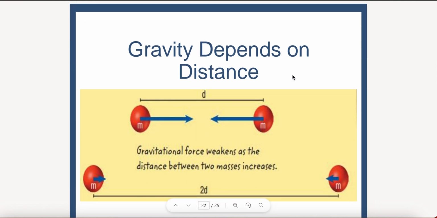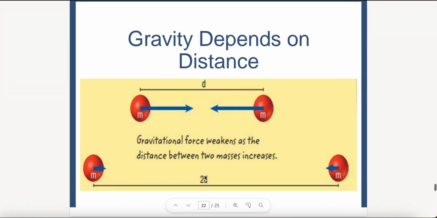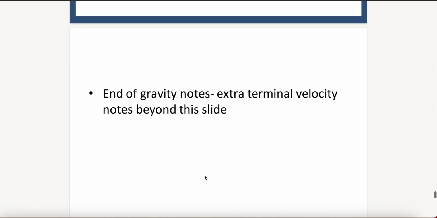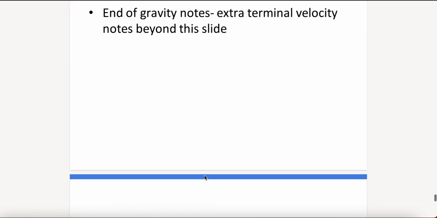Gravity also depends on distance. You measure the distance between these two particles. Gravitational force weakens as the distance between two masses increases. So this is the weak part and this is the strong part. This is the end of the gravity notes.